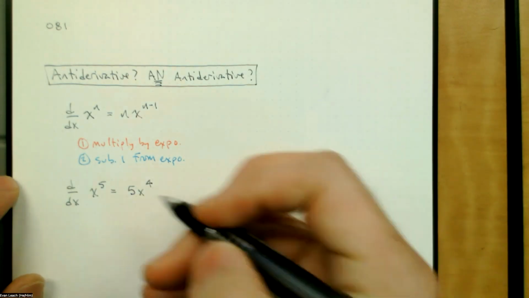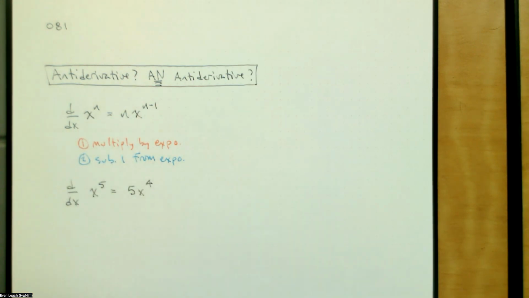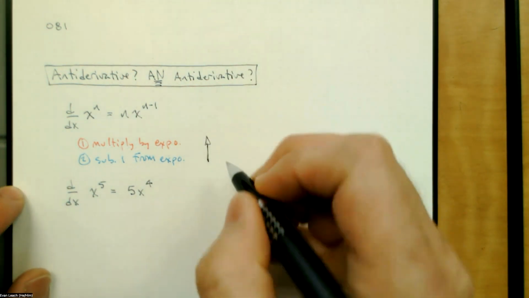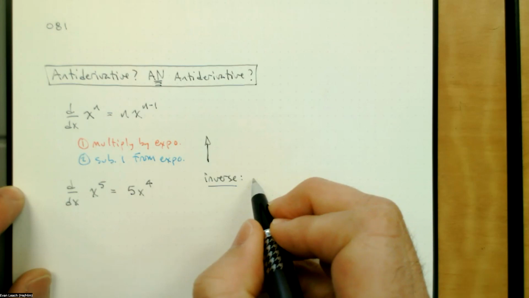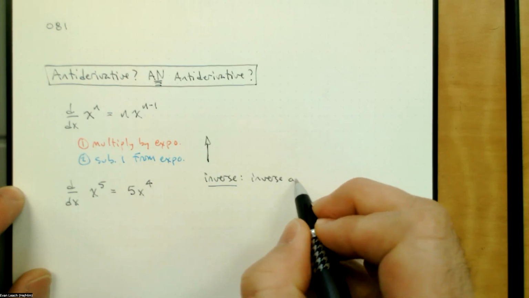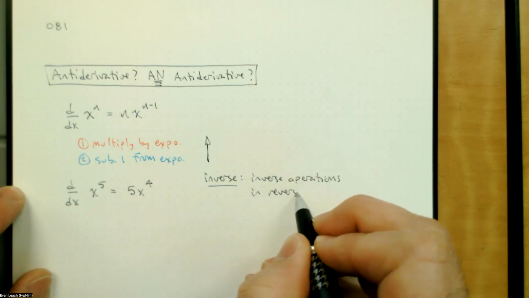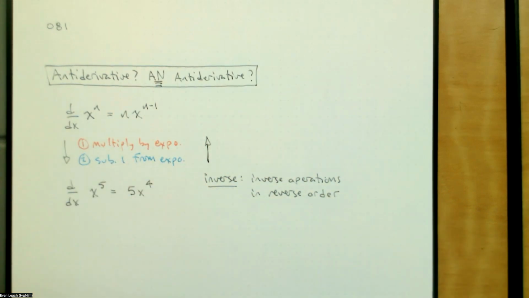So let's invert this process. This is going from a function to the derivative. Let's go from the derivative back to the function. We're going to do inverse operations in reverse order. So this is the instructions for function to derivative. First, multiply by the exponent. Second, subtract 1 from the exponent. If we want to do the inverse of this operation, we'll do inverse operations in reverse order.